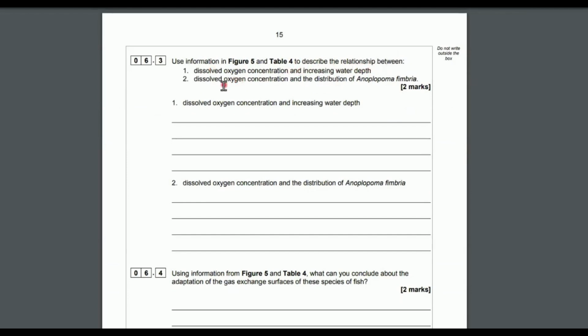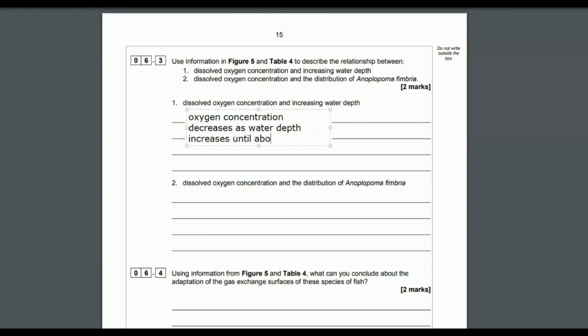6.3, use the information in Figure 5 and Table 4 to describe the relationship between dissolved oxygen concentration and increasing water depth, and dissolved oxygen concentration and distribution of Anoplogaster fimbria. Oh my days. Right. Dissolved oxygen concentration and increasing water depth.